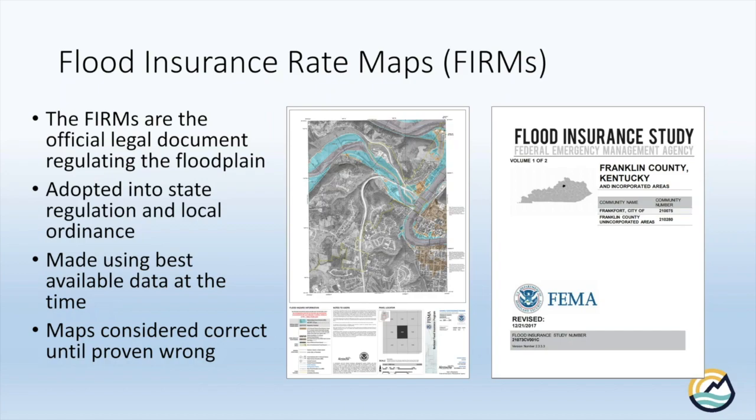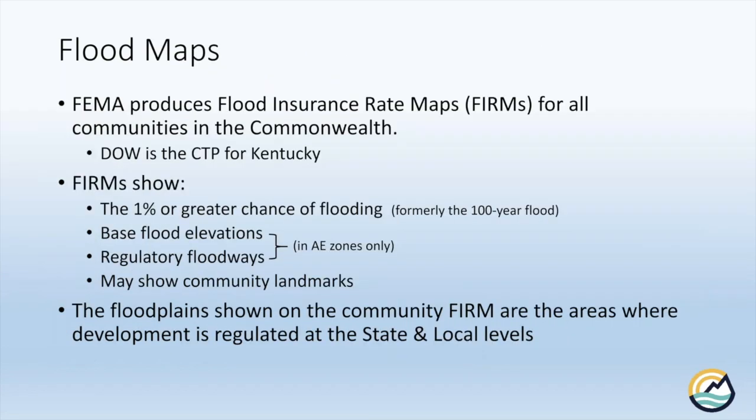Whenever they're put together, they're made using best available data at the time. They are considered perfect until you prove them wrong. So even if you think, hey, I don't think this is right, I think I'm actually outside the floodplain, the maps are still going to be used to make decisions until you update it. So whether that be through a letter of map change or a LOMAR or something like that, the maps are still going to be in use. FEMA is the one responsible for putting together all the flood insurance rate maps for all the communities in Kentucky. We at the Division of Water are a cooperating technical partner with FEMA, so they provide us funding, and we put the maps together on their behalf to their standards.